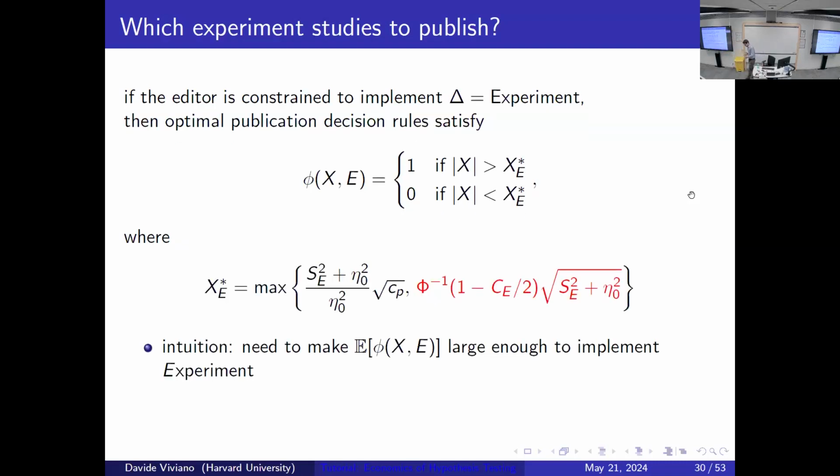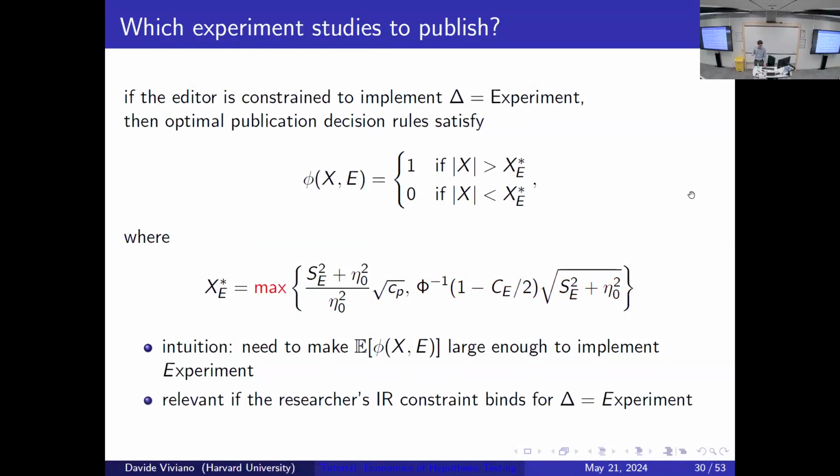Now, if there is no observational study, but there is a cost of running the experiment, I want to adjust my threshold accordingly. Because now my threshold will not only depend on the cost of publication, but will also depend on the cost of the experiment. The reason is that there is an individual rationality constraint. I need a large enough rejection probability for the researcher to actually run the experiment. And so this is going to depend on the cost of the experiment.